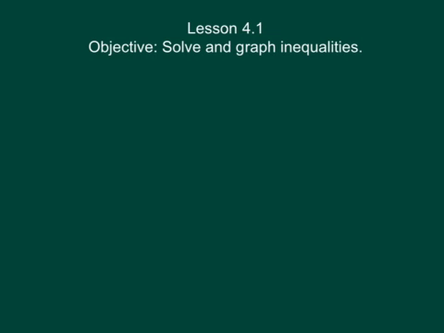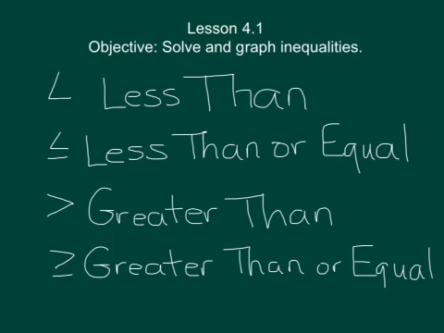Okay, this is lesson 4.1, and our objective today is to solve and graph inequalities. Now there are four inequality symbols. We've got less than, less than or equal to, and that's indicated by this line underneath the less than sign, greater than, and greater than or equal to. And again, the equal to's have the line underneath the inequality symbol.